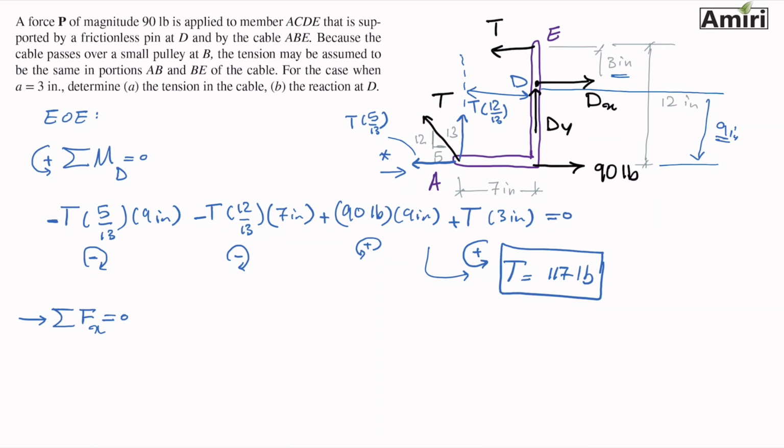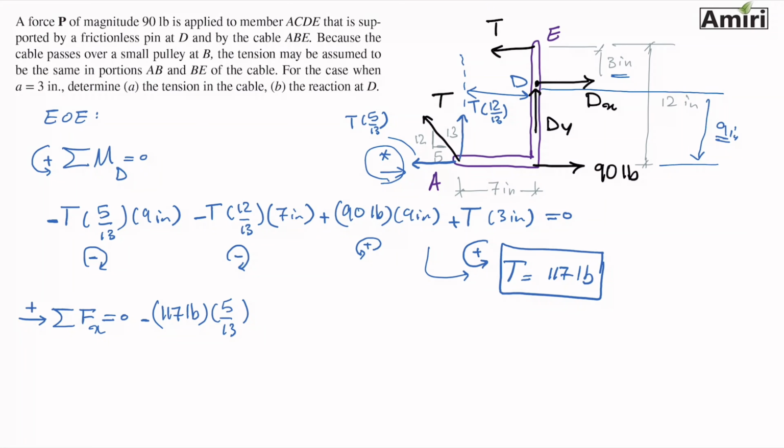Summation of forces in x equals 0. Anything that points to the right is going to be plus. Same method: start from one side and make your way through. I have the horizontal T, where T is 117 pounds, times 5 over 13. That's the horizontal component, and that is negative because it goes against my sign. Vertical T, I don't need to worry about it.